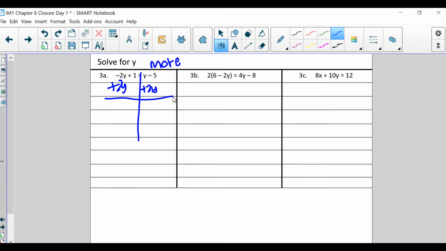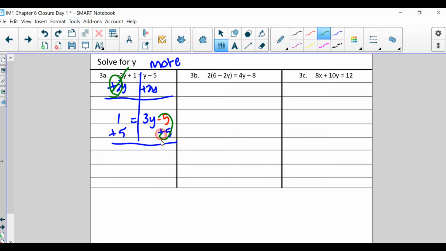Then we draw a line there. This is going to be a 0 pair. We've got 1 is equal to y plus 2y, which is 3y minus 5. Then what are we going to do with that minus 5? We are going to add 5. What I do to one side, we do to the other.